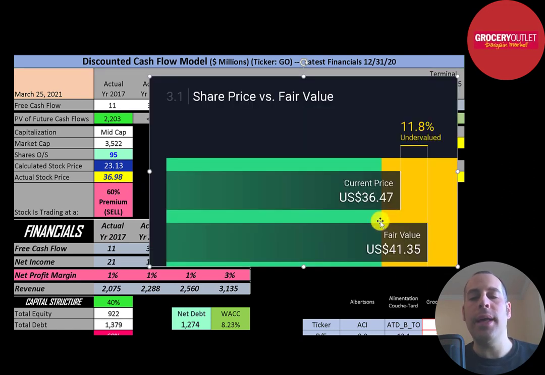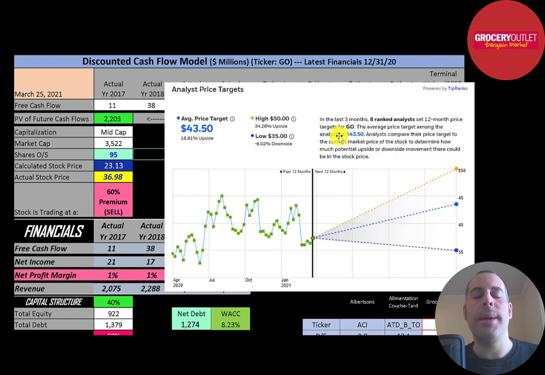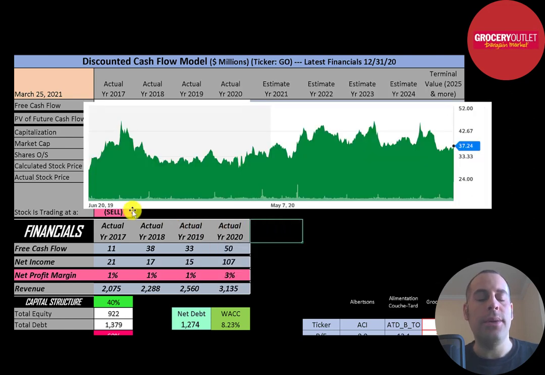Simply Wall Street's value is $41, so they're saying the stock is undervalued. In the past 3 months, 8 analysts priced this stock. The average price was $43, the low was $35, the high was $50. My stock price is well below the low. You can see the stock IPO'd in 2019 and it's been up and down.